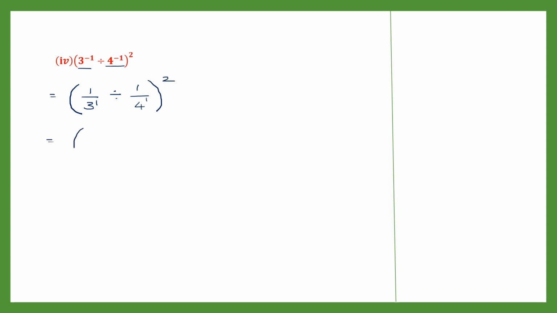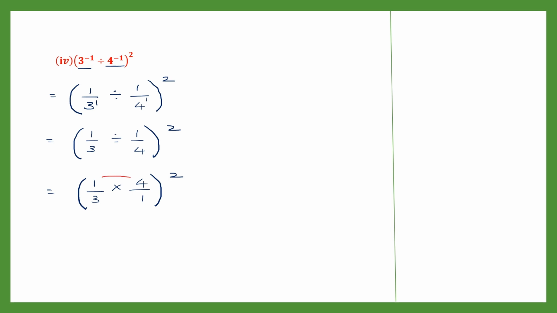The whole thing is raised to the power of 2. So here this will become 1 by 3 divided by 1 by 4, and this whole thing is raised to the power of 2. Again, you can see division of fractions, isn't it? So we know how to do division of fractions. So this becomes 1 by 3. Division changes to multiplication. 1 by 4, take the reciprocal, 4 by 1. And this is raised to the power of 2.